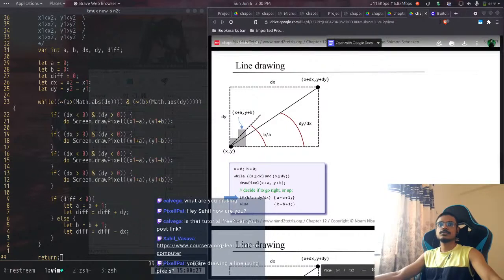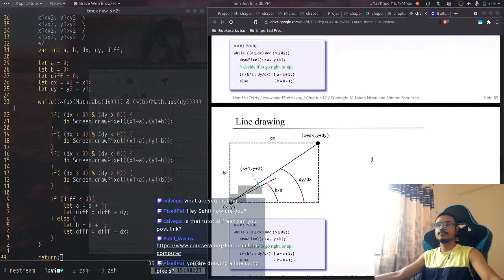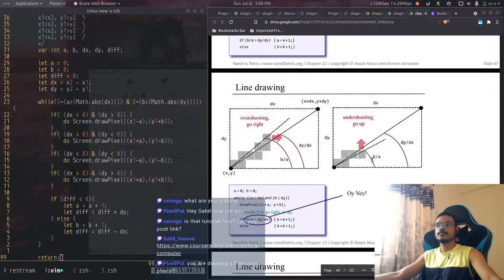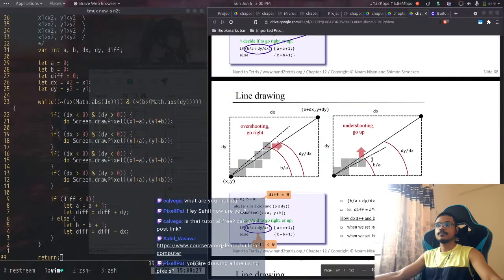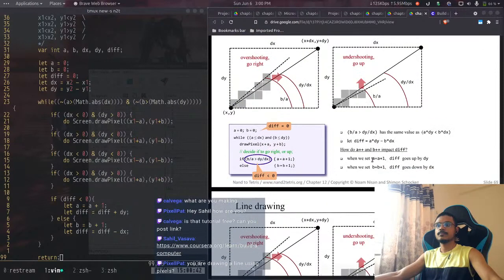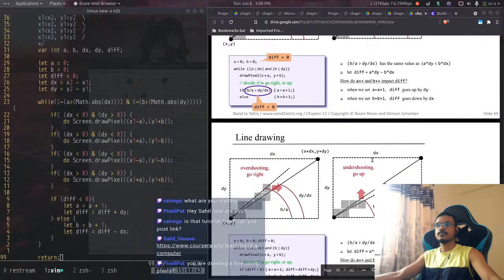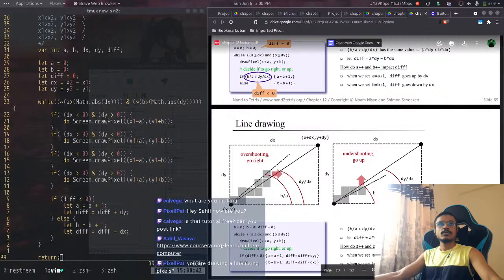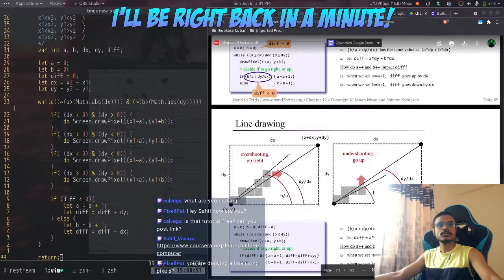Ugh, this is confusing. Alright, by the way, if you guys want to review this algorithm, here's the pseudocode. I'll be back in a minute. I gotta pee.